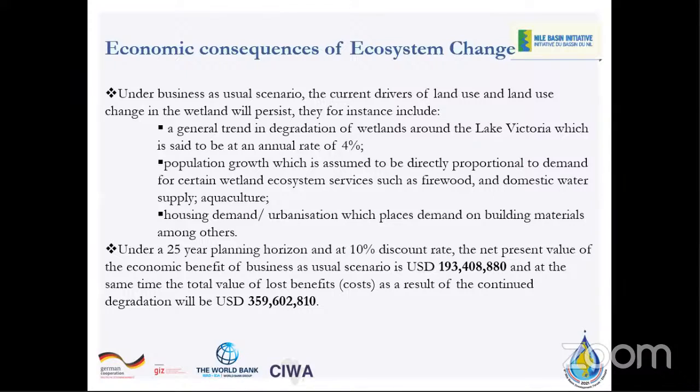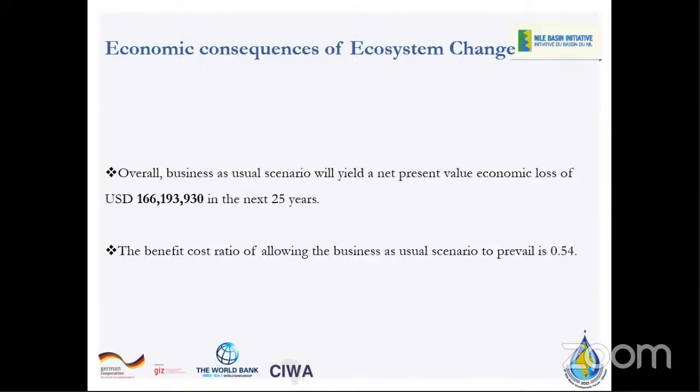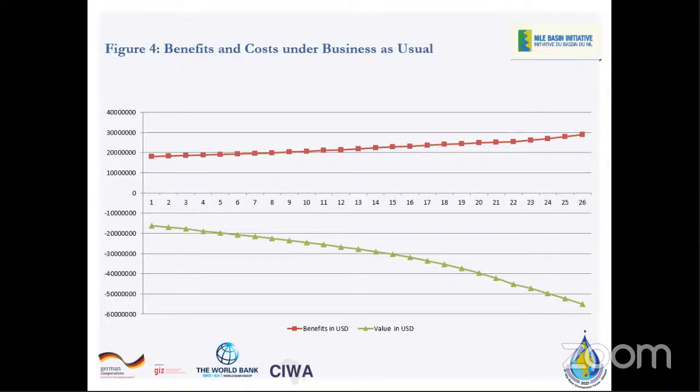The net present value for business as usual in terms of benefit was $193 million. And for the cost of allowing the status quo to persist, we basically considered the exploitation of the wetland resources above regeneration rate. We tease them out as cost, and that yields $359 million. Overall, the business as usual scenario will yield a net present value of negative 166 million if we subtract benefits from the cost, and that has a cost benefit ratio of 0.54. So this graph shows how the cost and the benefits under the business as usual scenario will turn out in the coming years.